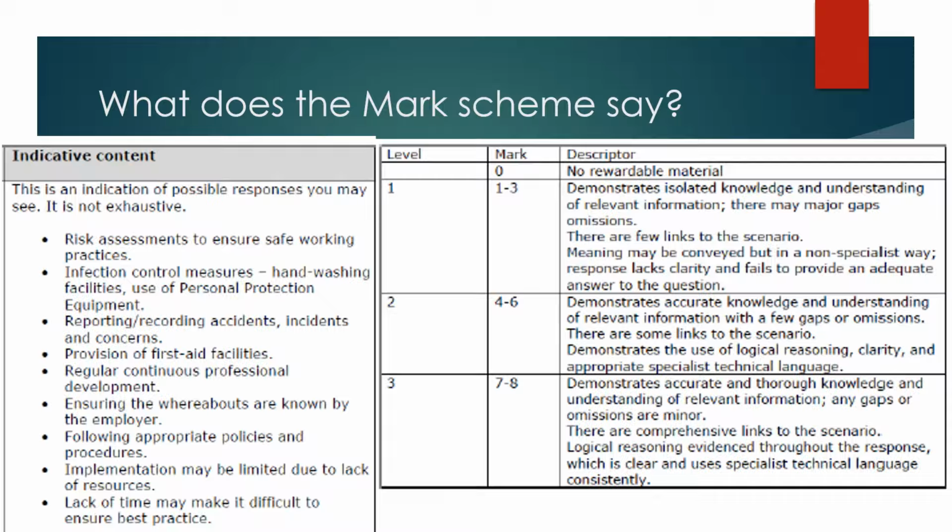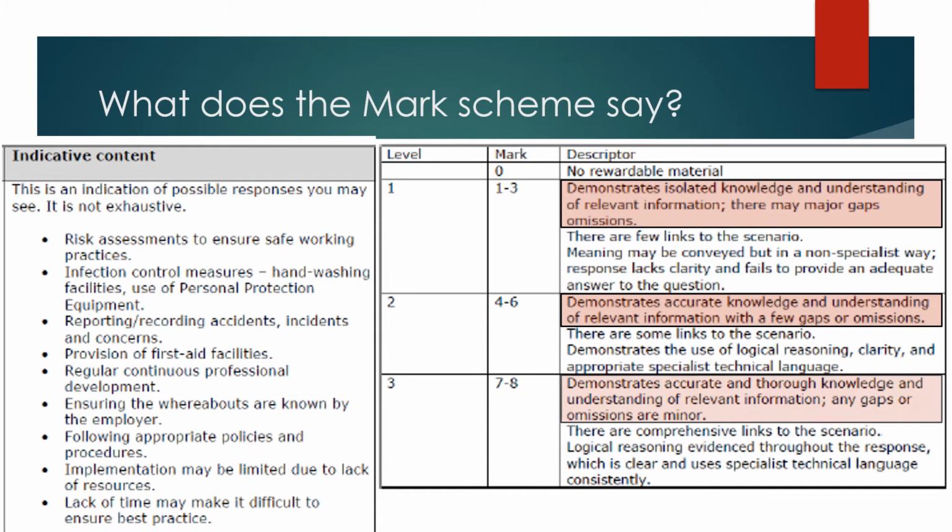And with these descriptors, I wanted to flag up how they're broken up. So you can see the first thing that's pointed out in the levels as you move up from 1 to 3, 4 to 6, 7 to 8, it says demonstrates, or it's demonstrations of knowledge. So isolated knowledge, accurate and thorough knowledge. So basically, the first part of these marks comes from how much information you know, how much you know about this issue.